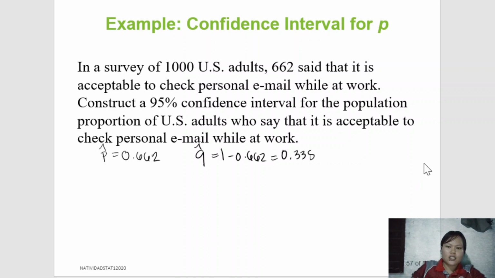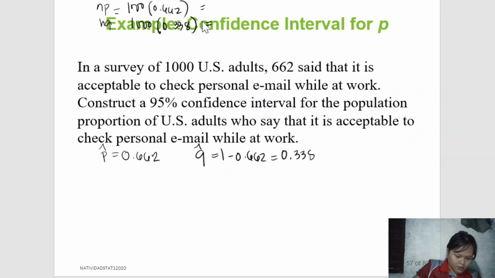So before we proceed, let's recheck. Maybe it's not fit for normal distribution. So NP and NQ, let's recheck. NP is 1,000 times 0.662 and NQ is 1,000 times 0.338. 662 and 338. Calculator first. Okay, so they are both greater than 5. So it's okay. We can approximate that this is actually a normal distribution.